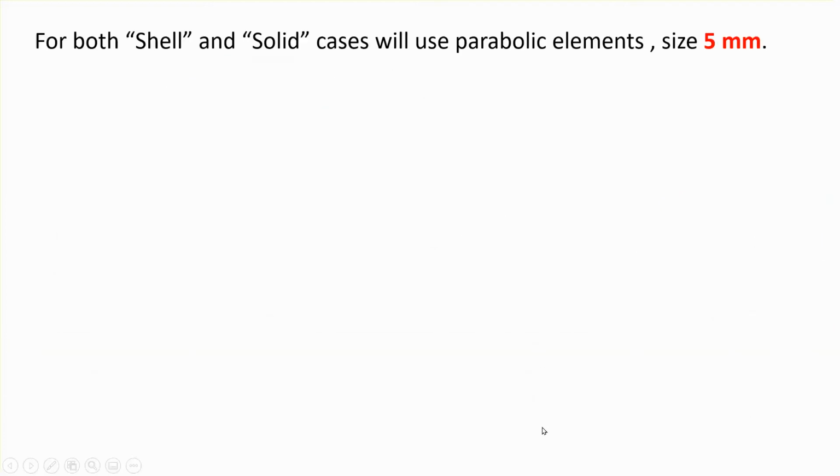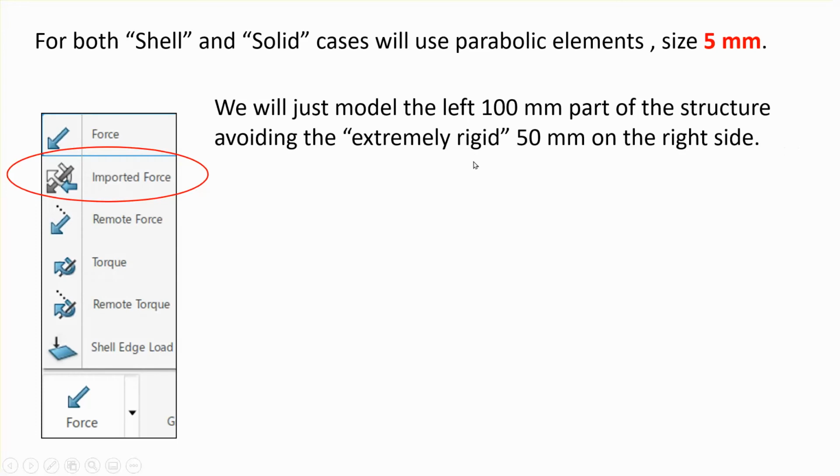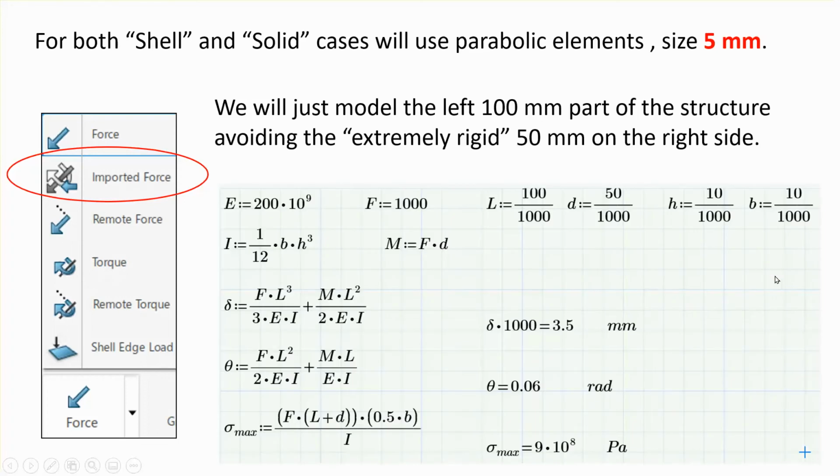Now, a couple of things. As I said, we're going to do it both with shell elements and solid elements. We'll only model the 100 millimeter to the left. Oops, this is a mistake. It should be down here. It's a remote force actually, not imported force. Okay, and here is a MathCAD worksheet calculation. So what we should be getting, the maximum deflection for the part that we model is going to be 3.5 millimeter, and the maximum stress at the wall, obviously, is going to be 0.9 gigapascal, or 900 megapascal. So we're going to be comparing our result with this number and that number.